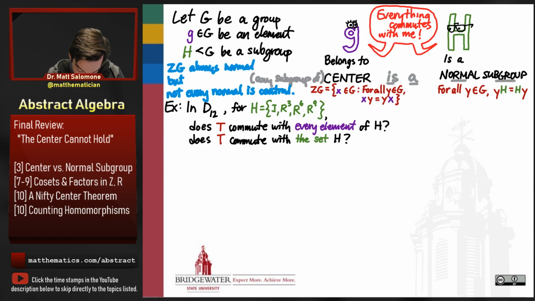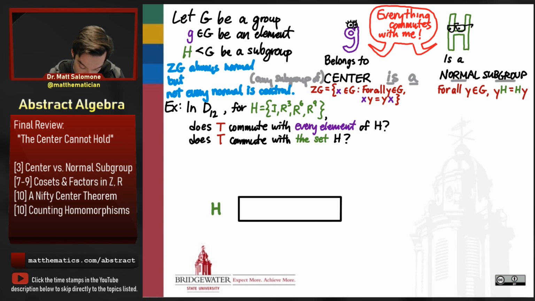And to do that, I'm going to go back to the rows by columns picture that I tend to fall back on a lot in these conversations. So in a row here, I'm going to list the elements of my subgroup. Call it H. My elements are I, R to the third, R to the sixth, and R to the ninth.